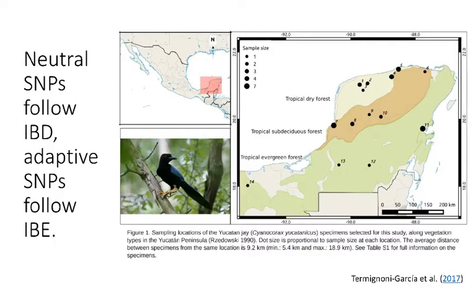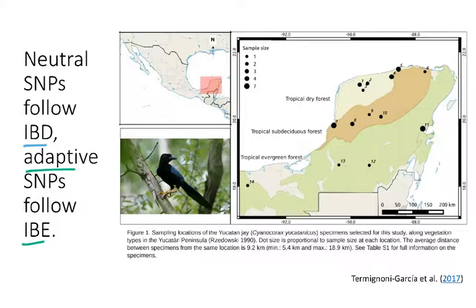A really cool example of this from a recent paper is one where they did ddRAD or RAD sequencing on different individuals of Yucatan jays in the Yucatan Peninsula. And what they did is differentiate, like we've talked about previously, using neutral SNPs versus adaptive SNPs. When they only looked at the neutral SNPs, they found that those SNPs followed a pattern of isolation by distance, meaning populations that were more geographically distant from each other were more genetically different from each other. But when you look at the adaptive SNPs, which we talked about is the focus for IBE, that adaptive subset of SNPs specifically follows isolation by environment patterns.